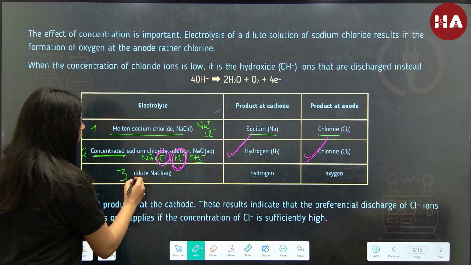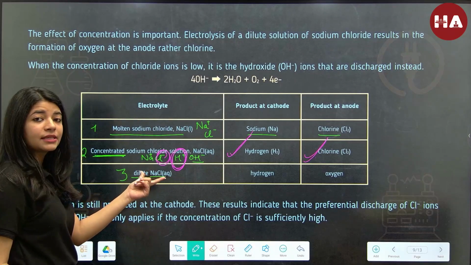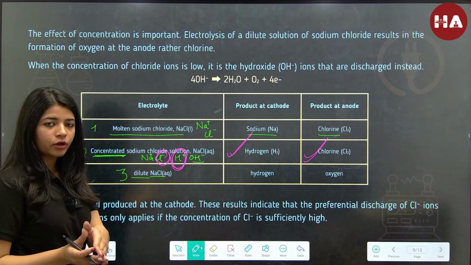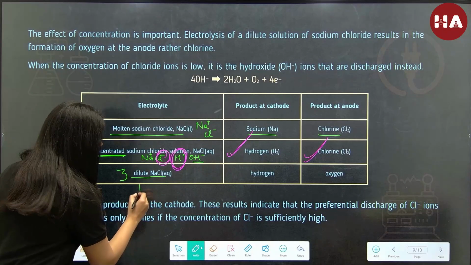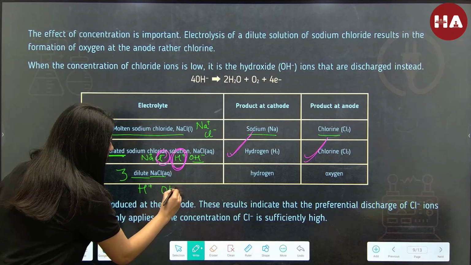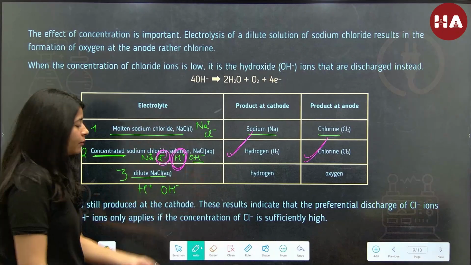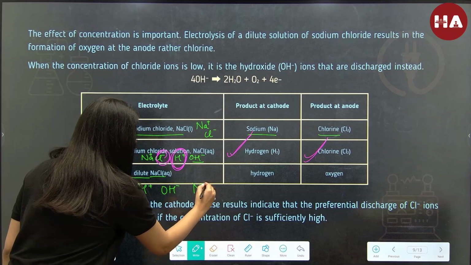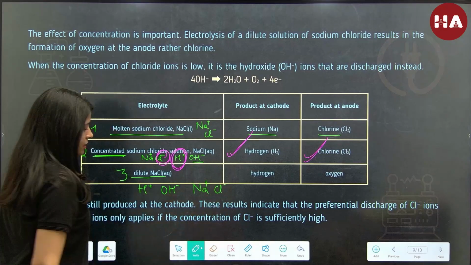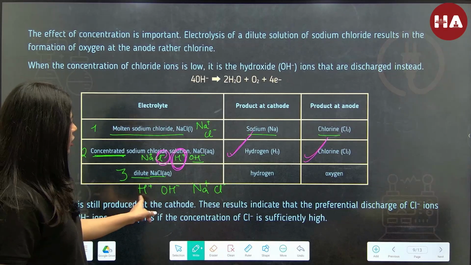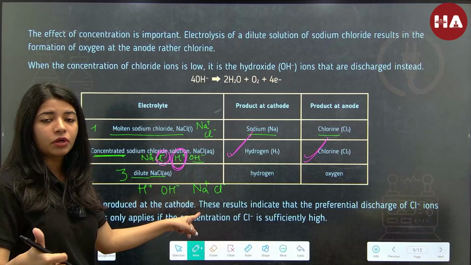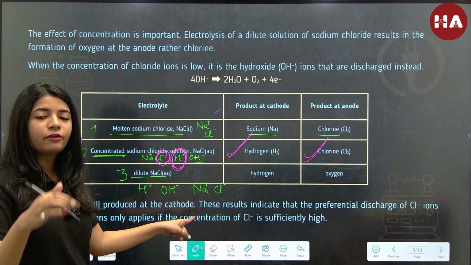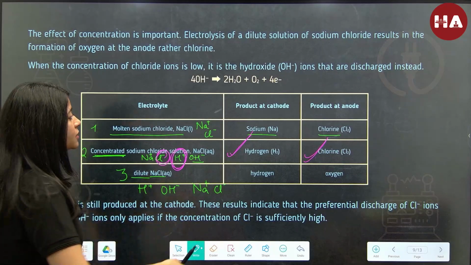Then we will talk about dilute NaCl. Dilute NaCl means NaCl is dissolved in water but in less amount. Okay, so a greater amount of H plus and OH minus ions are present, and a lesser amount of Na plus and Cl minus are present. Now again, if we have to check for cations, we will check the reactivity. The one which has lower reactivity will be deposited at the cathode.